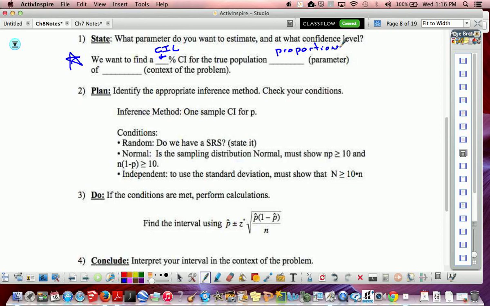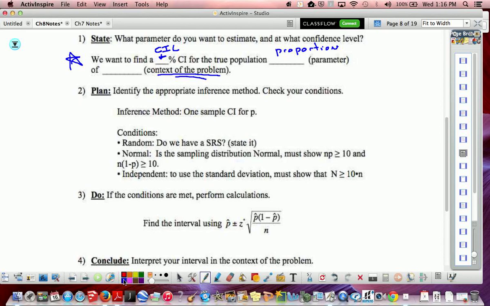When we come back from break, we're going to be doing means. Then the context of the problem. So what does that proportion actually represent? You're just looking at the problem and sometimes just writing word for word a phrase right out of the actual text of the problem, hence context.